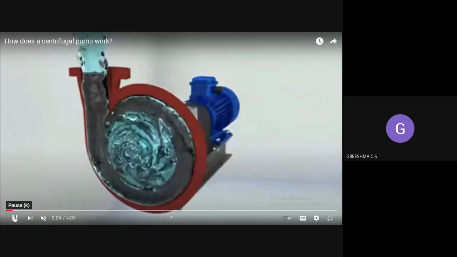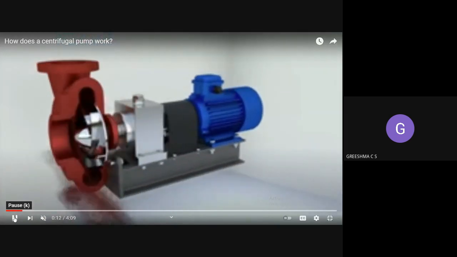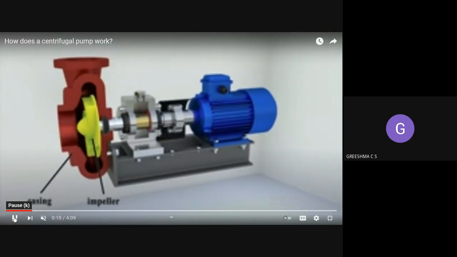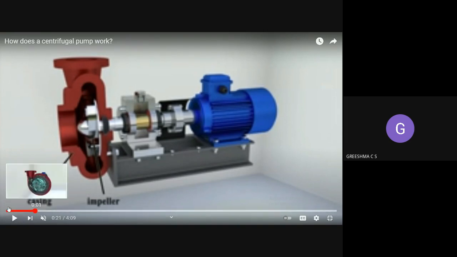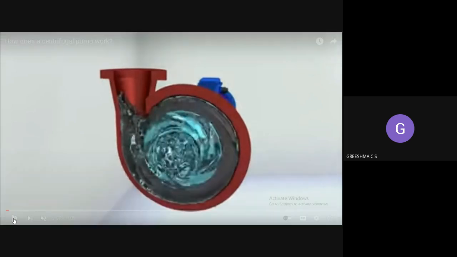So see this. Have you seen this? See. So this is called the forced vortex flow.